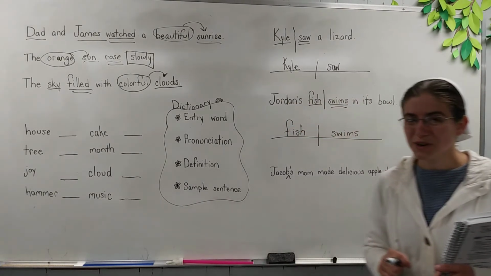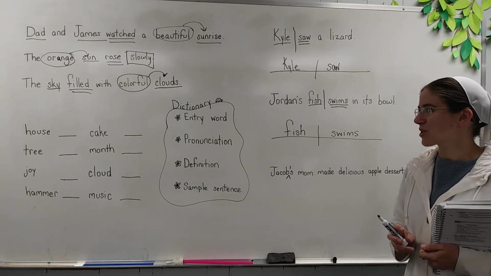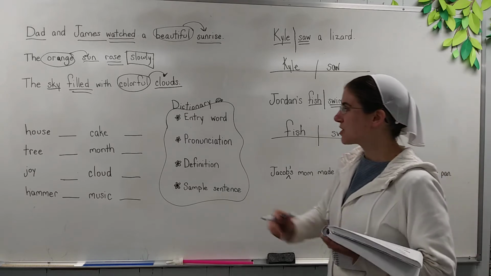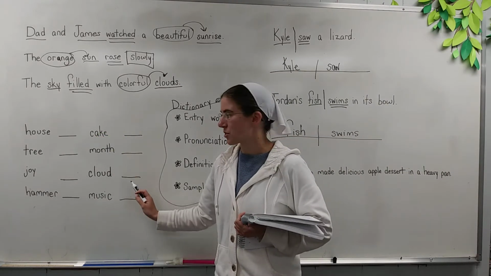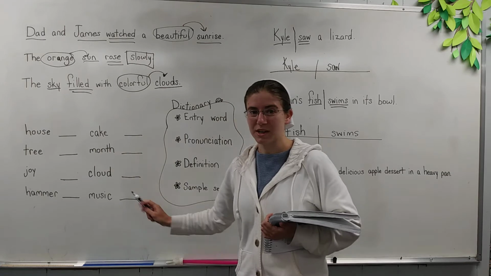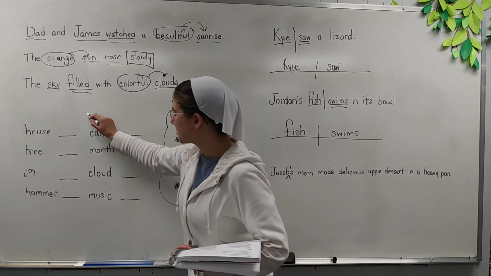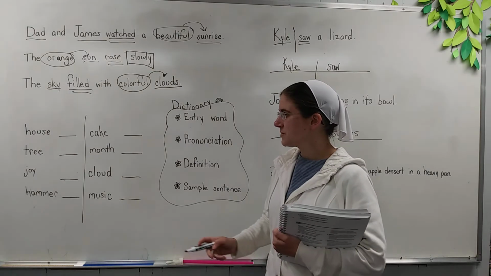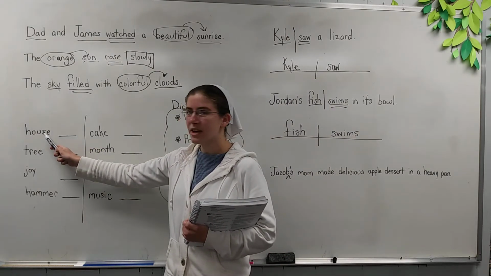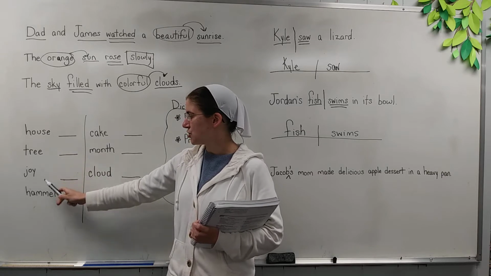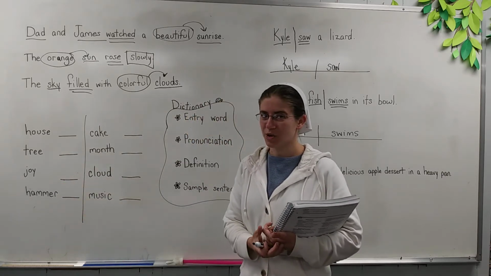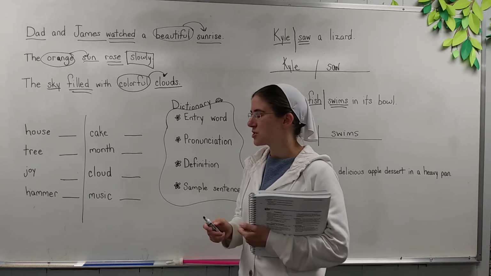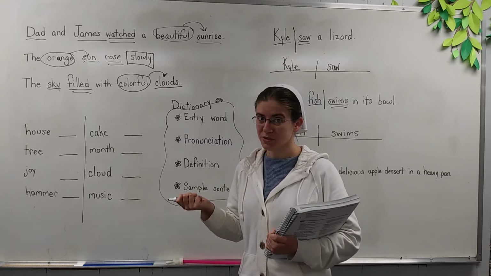Now, before you do that section, we're going to practice putting some words in ABC order. So over here I have 2 groups of words that I'm going to be putting in ABC order. So these are 2 separate groups. So first we'll do this group. We have house, tree, joy, and hammer. Which word would come first in ABC order?